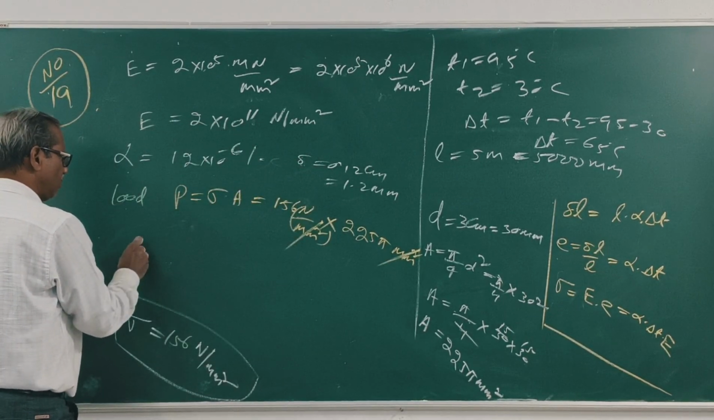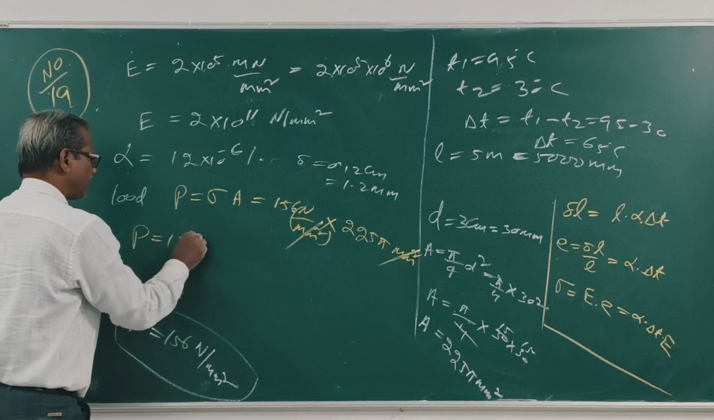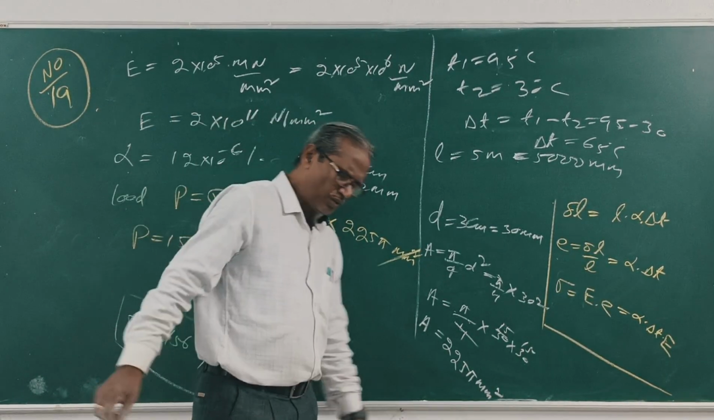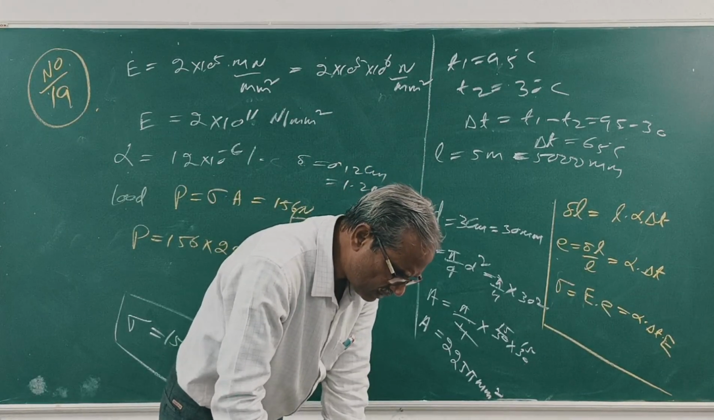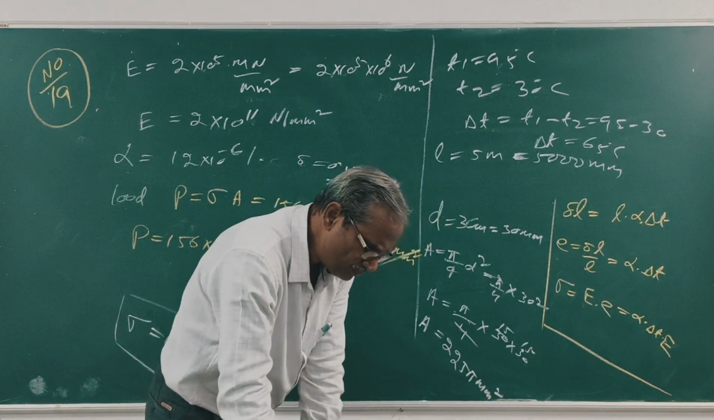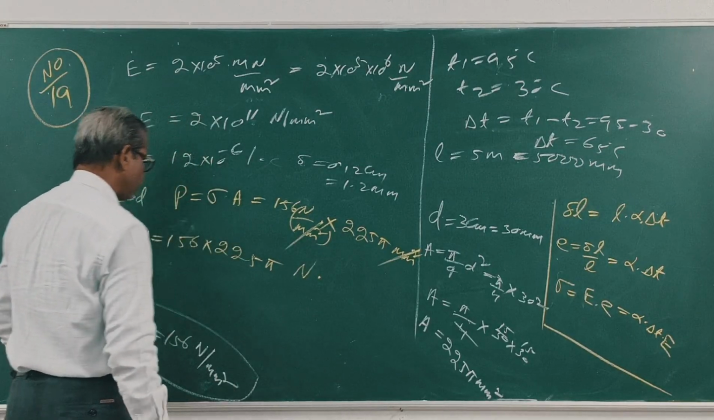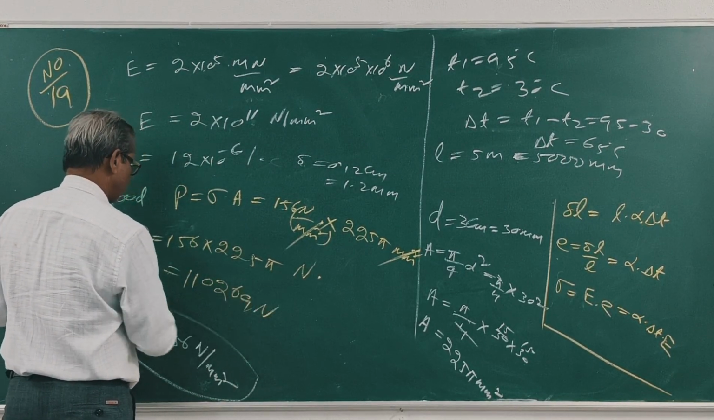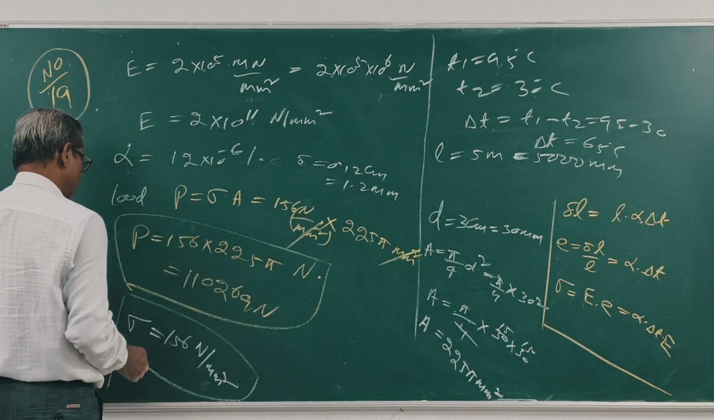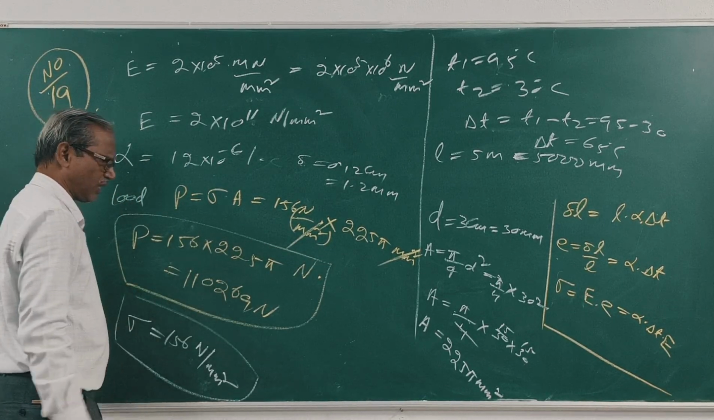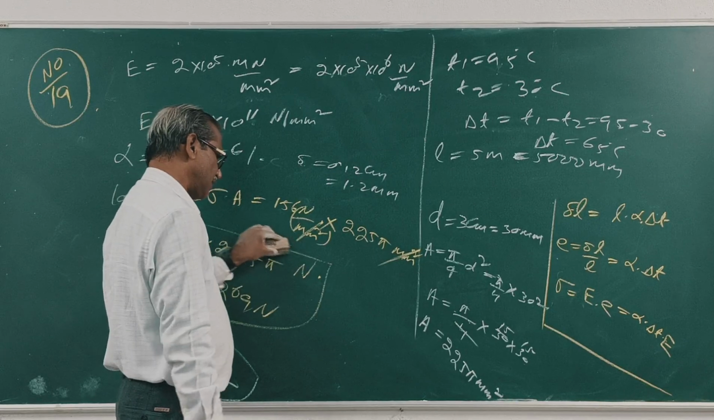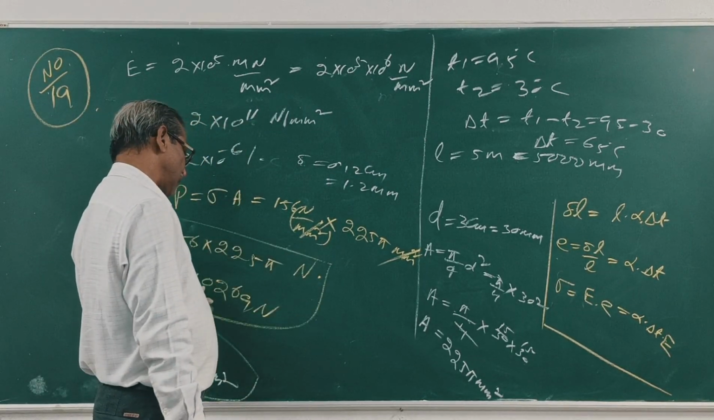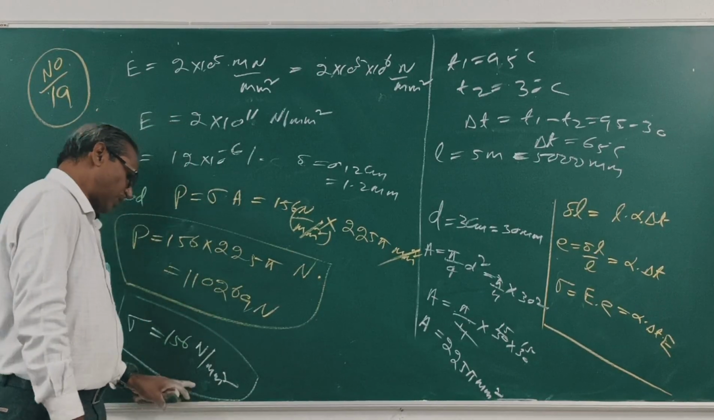P is equal to 156 into 225 pi Newton. Right? The answer is 110,269 Newton. Use a calculator. I am not using a calculator, so I am seeing the answer. You do the problem using a calculator. This is the answer for load and the answer for stress.